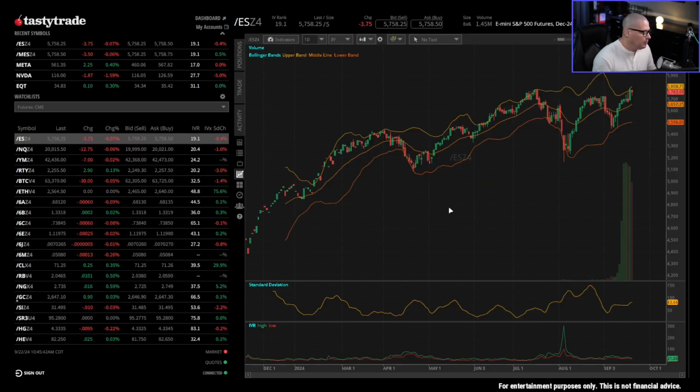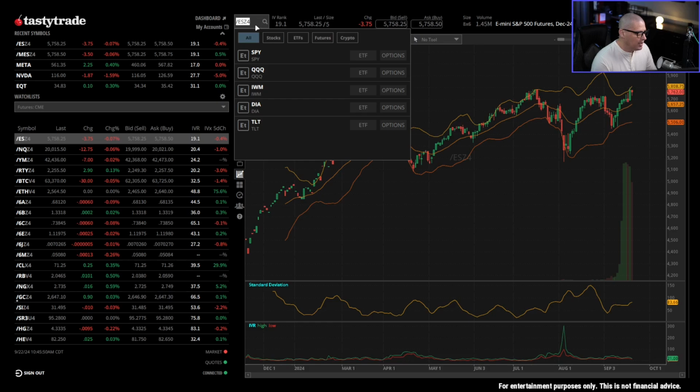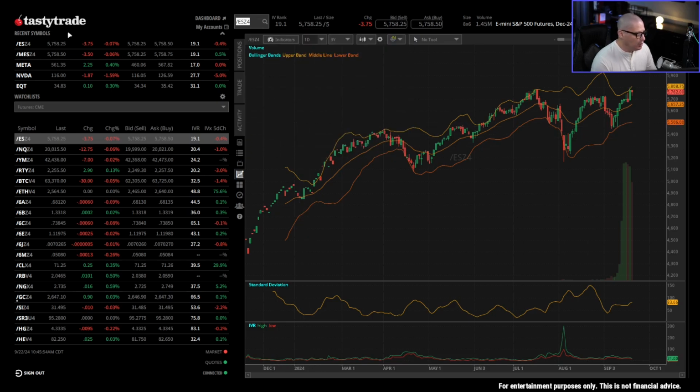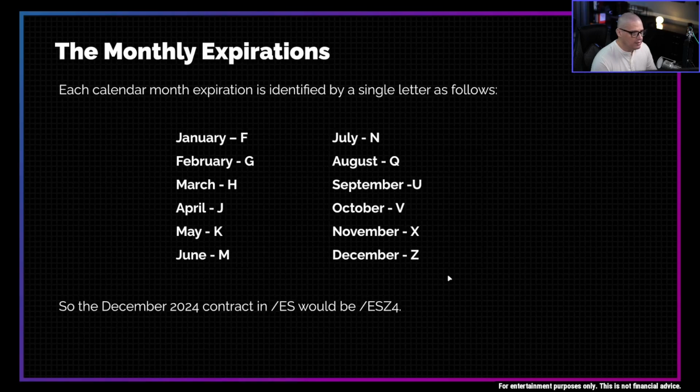So if I go to my trading platform and take a look at the ES futures right now, it's showing ESZ as the current contract that is trading. So ESZ, what monthly expiration is that? Well, that is December. You see, December is Z.